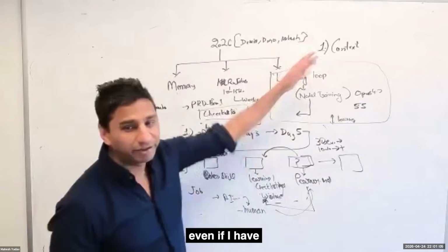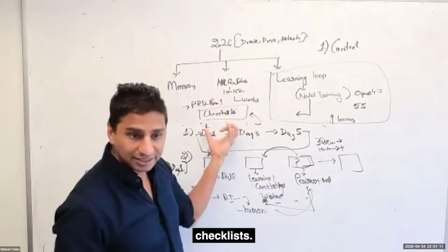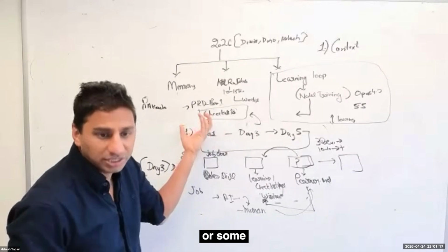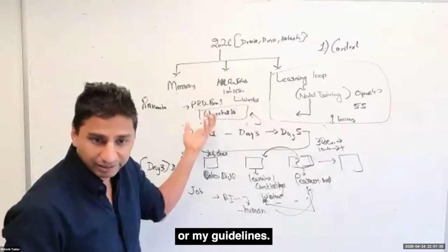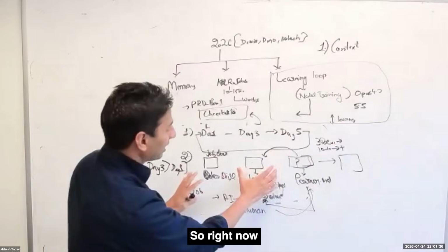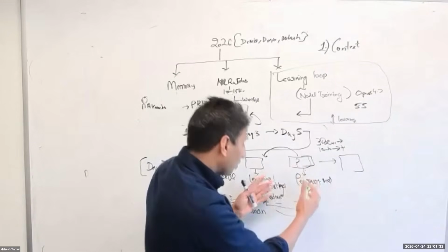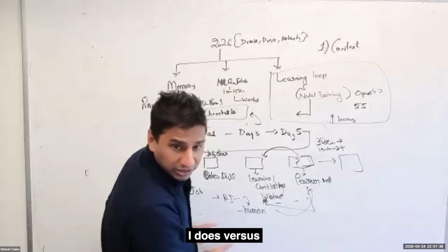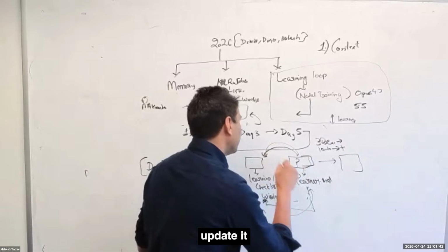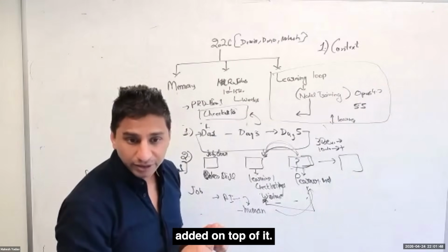My original problem is, even if I have the smartest of machines, I create skills and checklists. A skill will do the job of reviewing a PRD based on a checklist or some kind of wisdom, which is my company context or my guidelines. I separated it so that I can play with both of them. So right now I have two artifacts, and I am introducing a third one, the learner. The learner compares what AI does versus human updates. But now I have a challenge: I can't just update it every day blindly on the diffs of what AI did and what the human added on top of it.